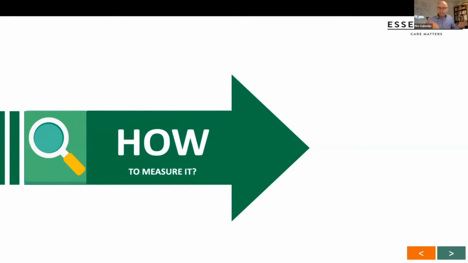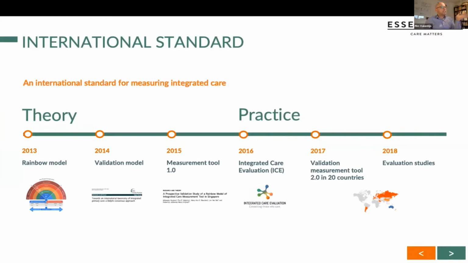Because basically, as an academic, you want to measure it and see, does it make sense to integrate services, and are we able to achieve a better outcome? So this is the journey we are making or have made. So we started off with this model in 2013. Thereafter, we had different focus group and Delphi studies to start to work on an operationalization of the model. So working towards a measurement tool, so we were able to measure integration in practice.